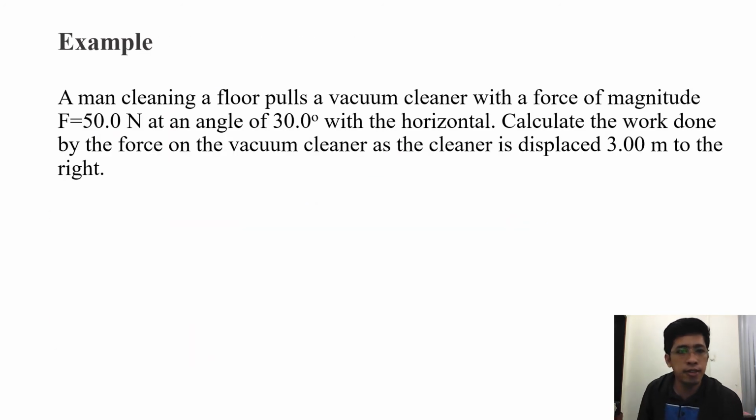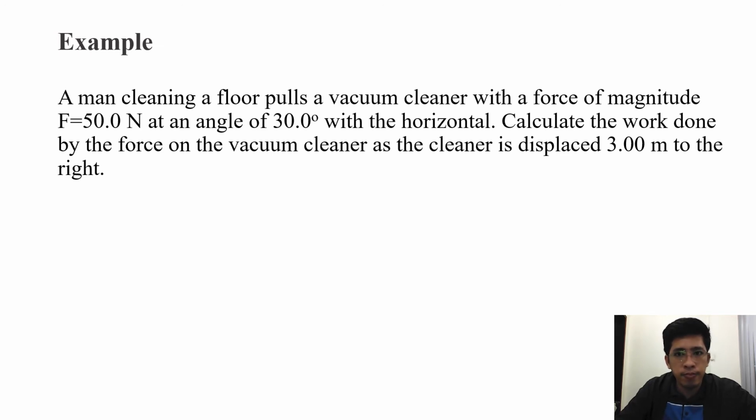Let's have an example. A man cleaning a floor pulls a vacuum cleaner with a force of magnitude 50 newtons at an angle of 30 degrees with the horizontal. Calculate the work done by the force on the vacuum cleaner as the cleaner is displaced 3 meters to the right. So let's figure out the problem.